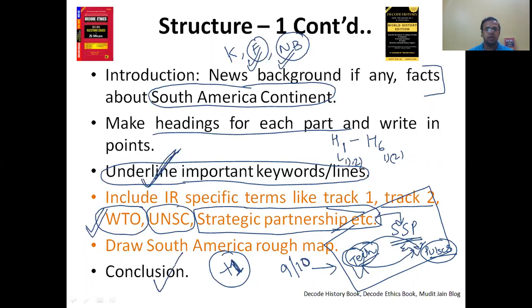And lastly, write a conclusion. Just 1 or 2 lines. Just summarize your answer.